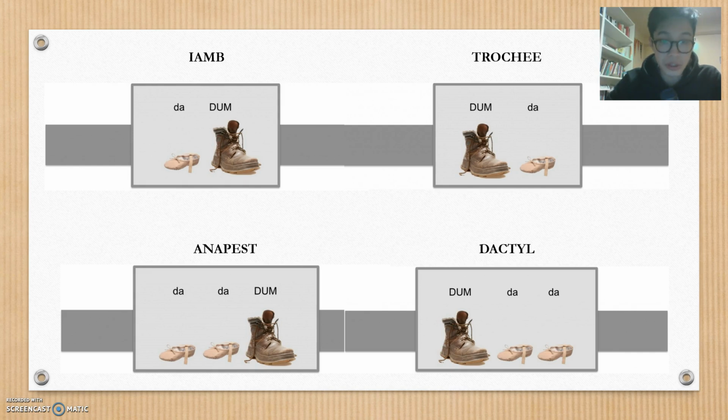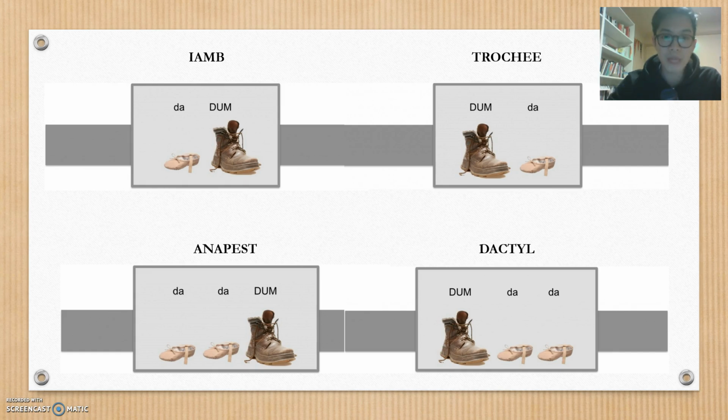Iamb is unstressed and stressed, da-dum. Trochee is stressed and unstressed, dum-da. Anapest is 2 unstressed and stressed, da-da-dum. And dactyl is stressed and 2 unstressed, dum-da-da. So iamb would sound like da-dum, da-dum, da-dum, da-dum. Trochee would sound like dum-da, dum-da, dum-da, dum-da. Anapest would sound like da-da-dum, da-da-dum, da-da-dum, da-da-dum. And dactyl would sound like dum-da-da, dum-da-da, dum-da-da, dum-da-da.